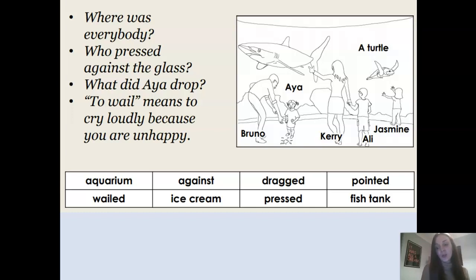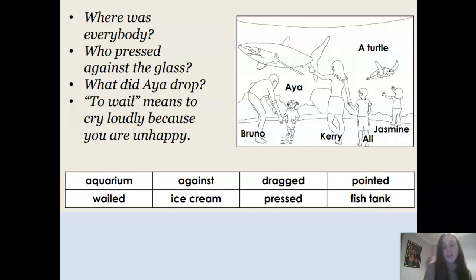Let's start by looking at the words at the bottom of the screen. I'm going to read them to you. So the words in the vocabulary box say aquarium. You might wish to point at the words and read them with me. Aquarium, against, dragged, pointed, wailed, ice cream, pressed, fish tank.